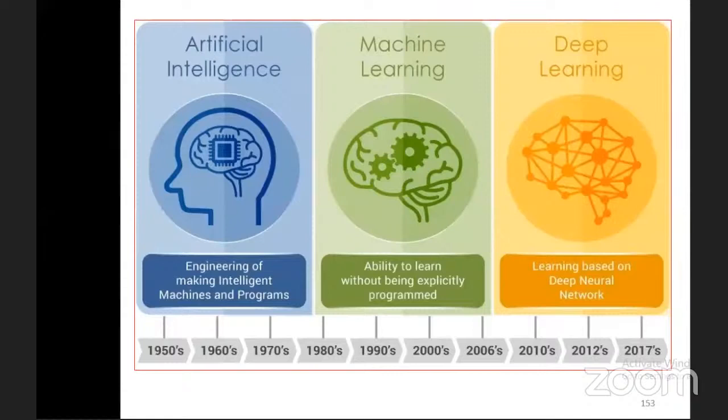Then machine learning: the ability to learn without being explicitly programmed. That is called machine learning, learning from observational data. Then deep learning came in the 1990s, up to 2006, and still it is leading. In deep learning, from 2010 until date, we learn from actionable data in a deep manner, based on deep neural networks.